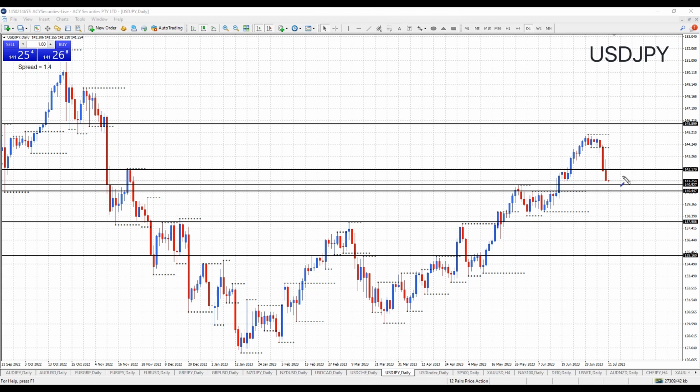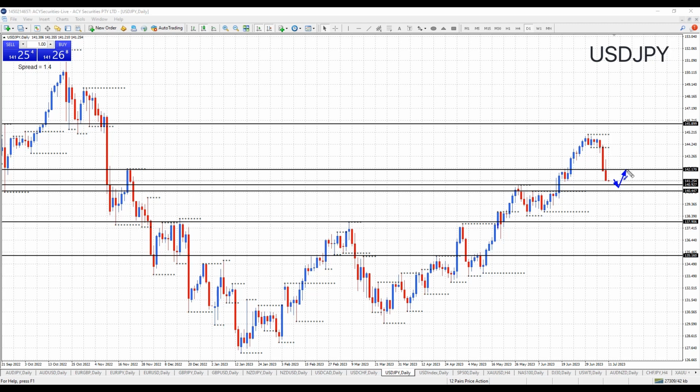Alright, trades on to dollar yen. Now we're moving down to a lower bottom here on the day chart, broken below the last high bottom here, and we're a bit overextended, coming towards day support at 140.92 to 140.44.